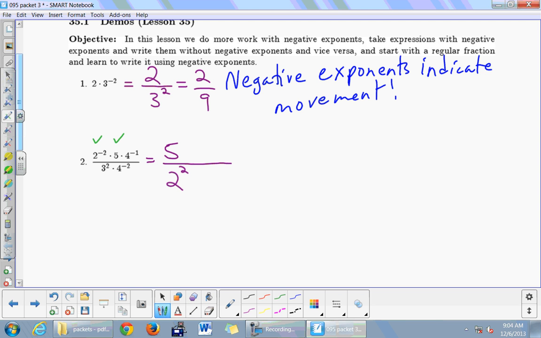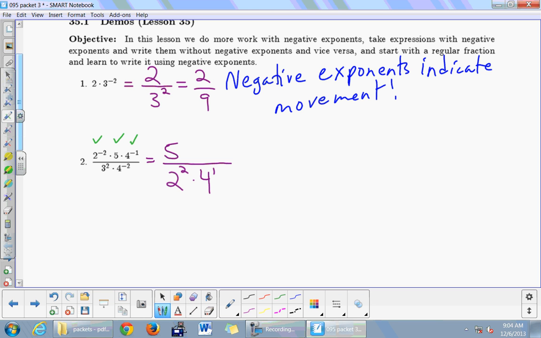Okay, someone other than Olivia. Does the 4 have a negative exponent? Yes, it does. So we move it to where? To the bottom. And it becomes 4 to the positive 1. And now I'm going to put a symbol in between the 2 squared and the 4. What symbol is it? It's multiplication. It's all multiplication. So if you need to put symbols in, it's a dot.